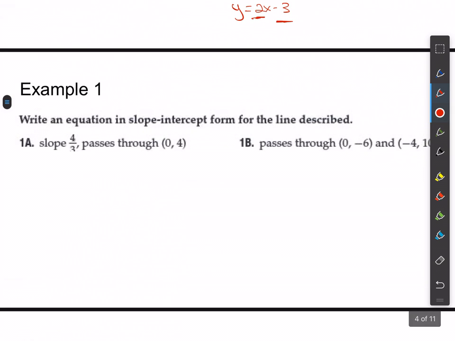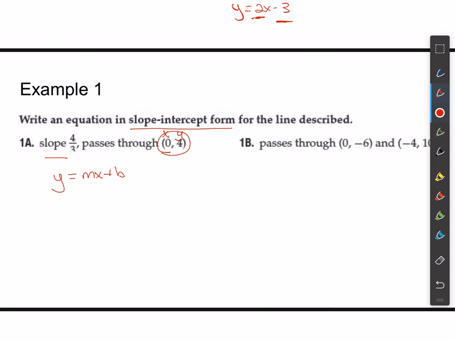If I keep going here, it says write an equation in slope-intercept form for the line that is described. They give you a slope, they give you a point. We did do this in Algebra 1, but let's review this again. If you're going into slope-intercept form, and I haven't taught you point-slope form yet, but I will, you're just going to start with y equals mx plus b, and you're going to plug in the things that you know. You know slope, and you know an x value, and you know a y value.